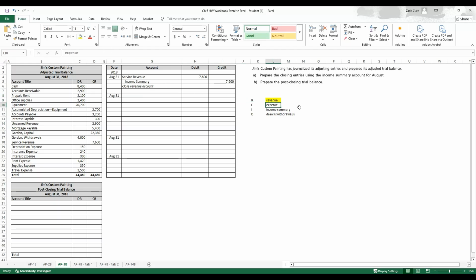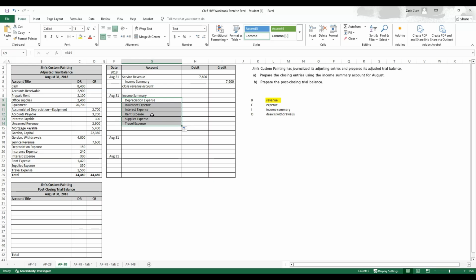So that was revenue, the R in our mnemonic device. Then we're going to take care of the expenses. All of the operating expenses and whatnot, every expense essentially has a debit balance, so we are going to want to credit these. Revenue had a credit balance, so we debited it to close it. Expenses have a debit balance, so we're going to credit those. We're still going to use income summary, but that's going to be our debit this time, to close the expenses.